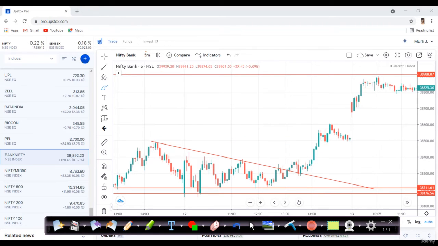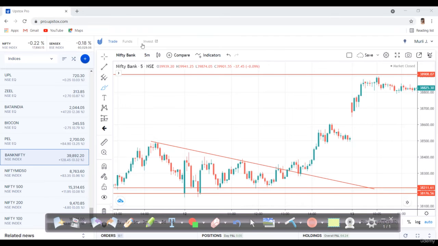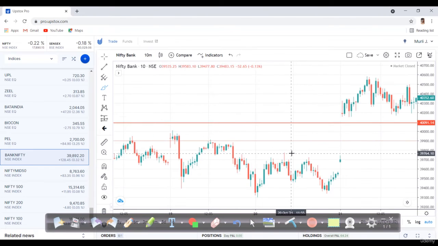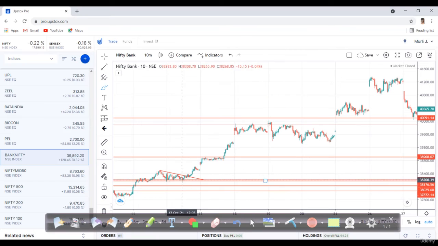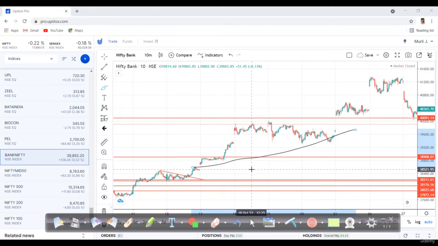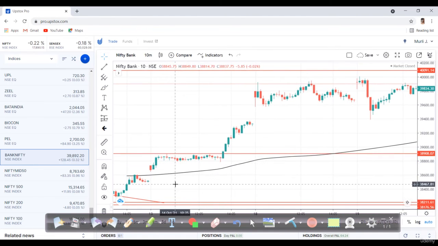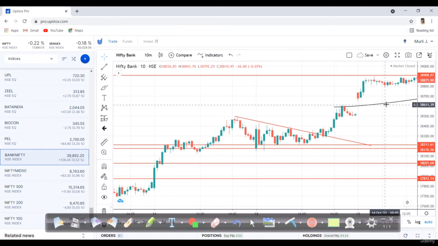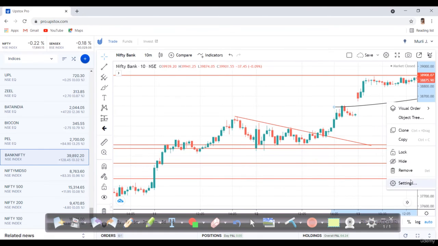Now let's switch to the 10 minute. Just a minute. 10 minutes. Now within 10 minutes, how to enter? As I discussed earlier, what we need to do within 10 minutes is wait for the candle to close. Let me remove this one. Let me remove this line. Sorry for the delay. I'm extremely sorry for the delay.